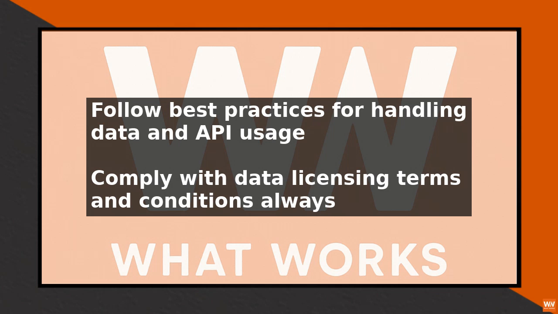Best practices for importing ATTOM data environmental risk data include using the latest API version, handling errors and exceptions correctly, and testing your application thoroughly to ensure it works as expected. You should also keep your API key secure and comply with the data licensing terms and conditions.